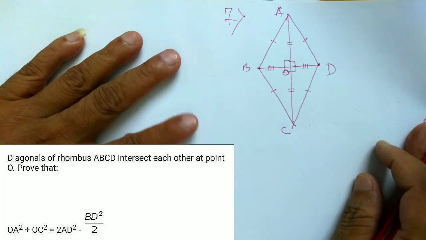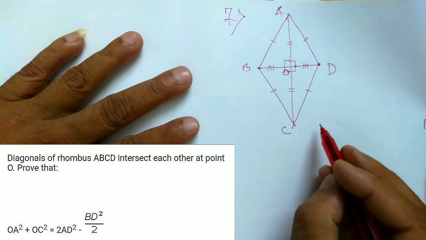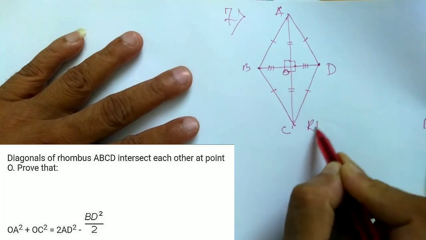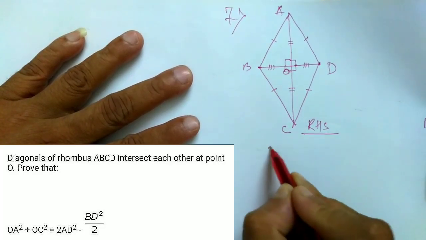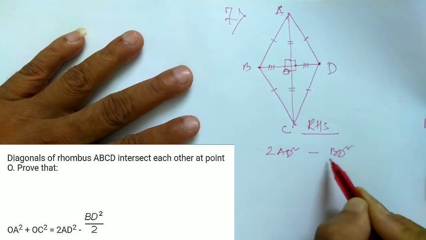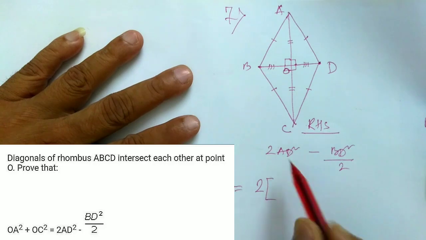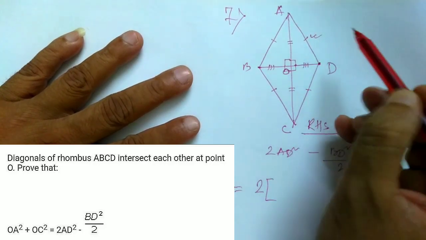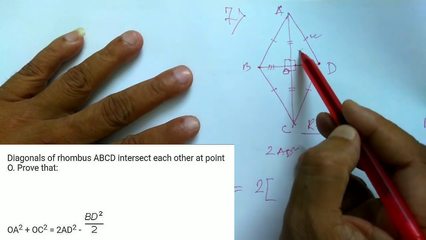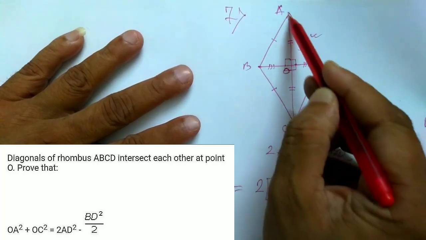Now let us see what you have to show. We have to show OA square plus OC square equal to 2AD square minus BD square by 2. We will start with the right hand side. That will be easier. What is that? 2AD square minus BD square by 2. Fine. Now 2AD square. This is AD, that is for triangle AOD. This is the hypotenuse.